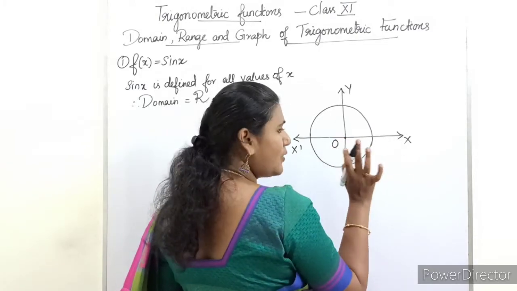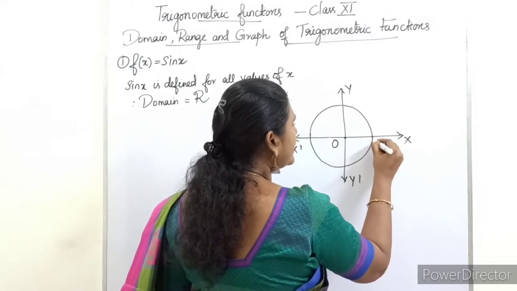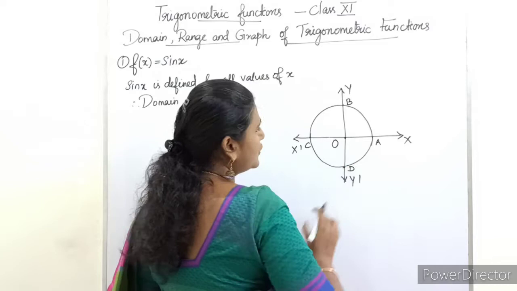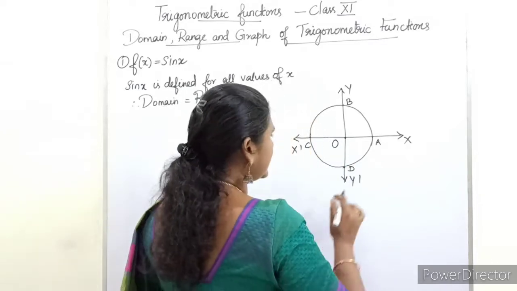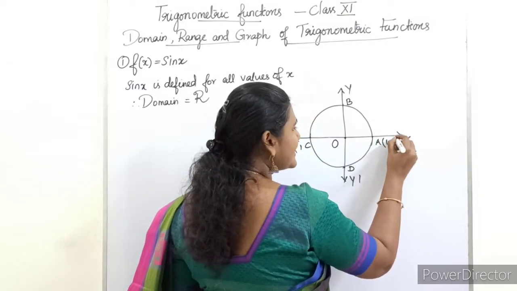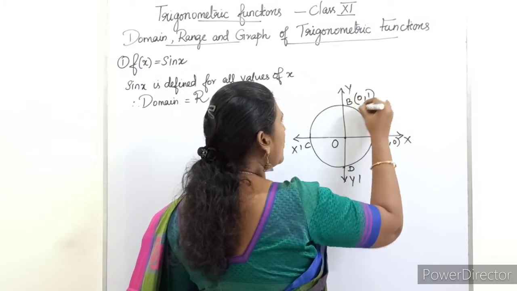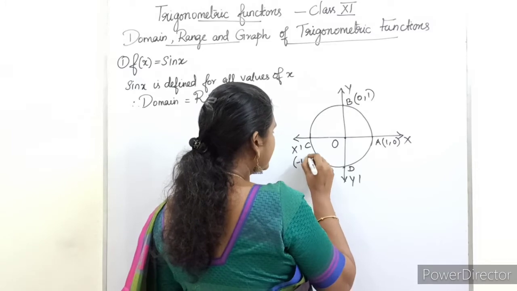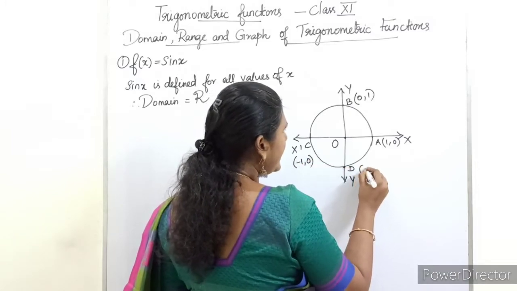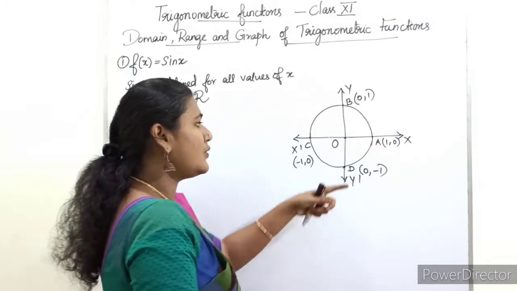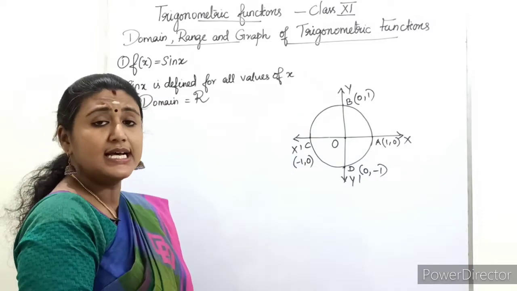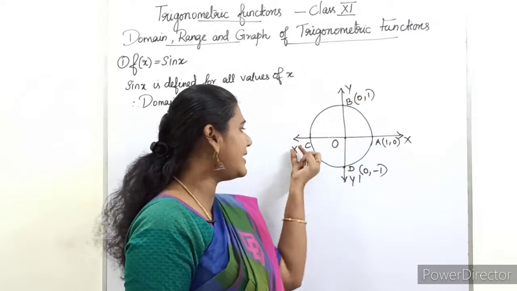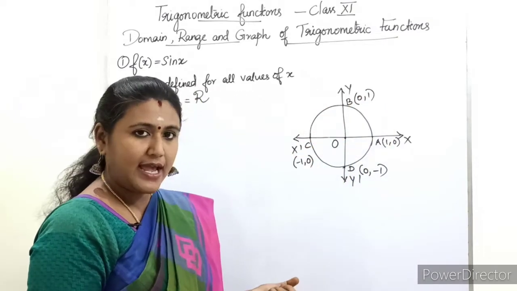So this point is the origin. Now you know what the coordinates of these points A, B, C and D are. The coordinates of these points we have already discussed. So this point is 1, 0 and here it is 0, 1 and the coordinate of C is minus 1, 0 and the coordinate of D is 0, minus 1. We know the coordinates of these points because since it is a unit circle, the radius is 1 unit. So we will get the coordinates of the points A, B, C, D.